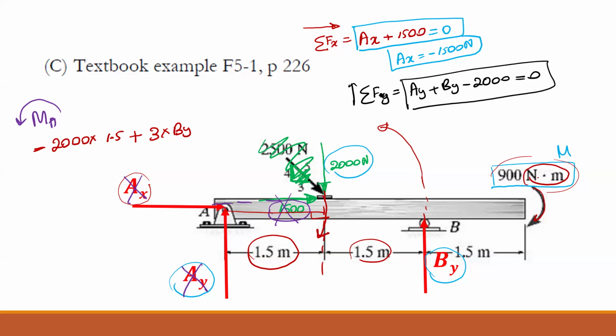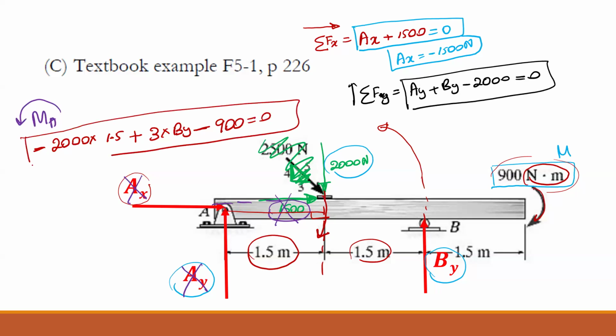Find the moment created by the force. This is the couple moment. So you need to minus this 900 because this 900 is in the clockwise direction. Now, if you make this to 0, you can find By. So when you find the By, you can use that By here, and you can find the Ay as well.